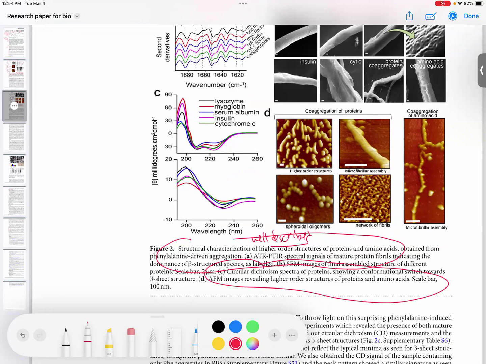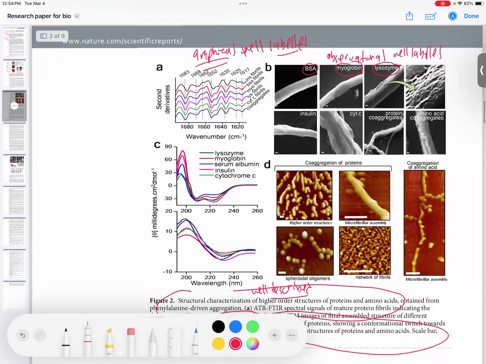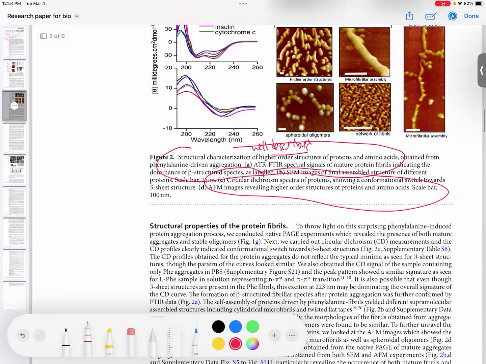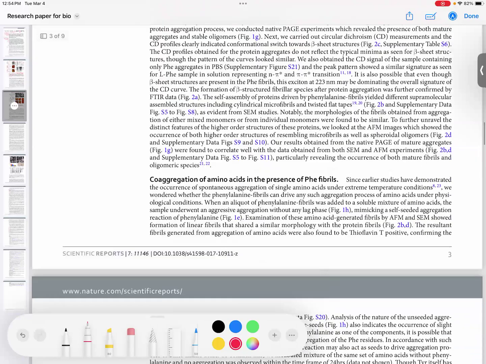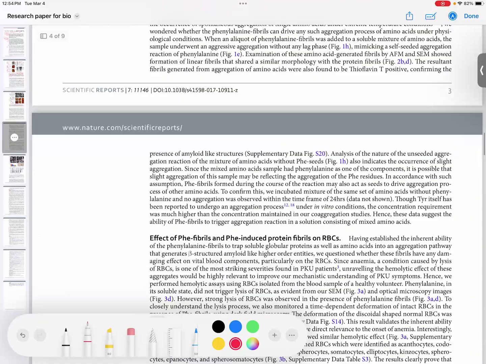So these are electron micrographs of these particular images. So you can see they're showing us this data. They're showing us the discoveries that they basically found. And so that's their results.